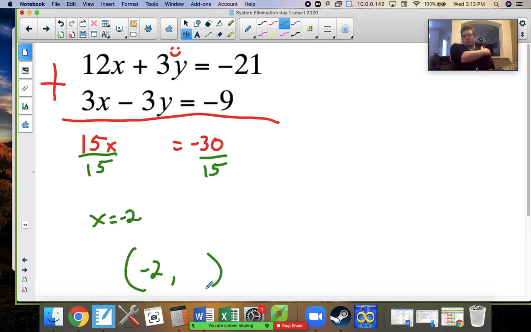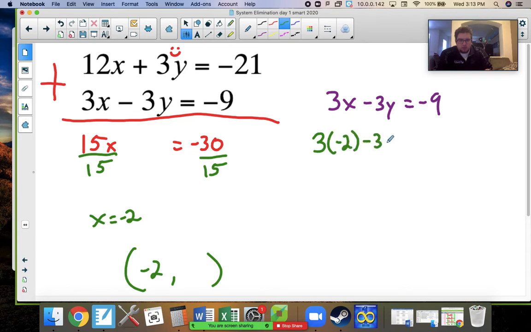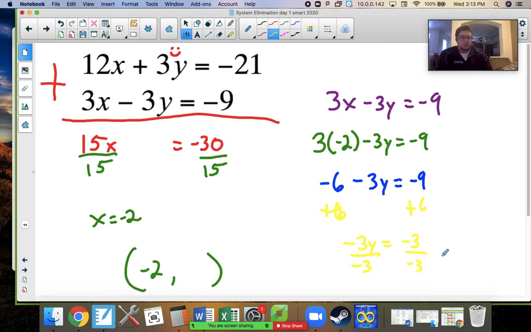Only half of our answer, so we want to go find the other half. We can either pick the top or the bottom equation. I'm going to pick the bottom equation just because the numbers look smaller, therefore hopefully simpler, but not necessarily. X was negative 2, so we replace it in the equation. Negative 6 minus 3y equals negative 9. Add 6. That gives us negative 3y equals negative 3. Divide both sides by negative 3, and y is 1.